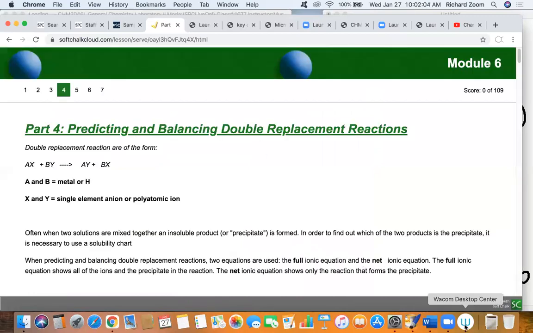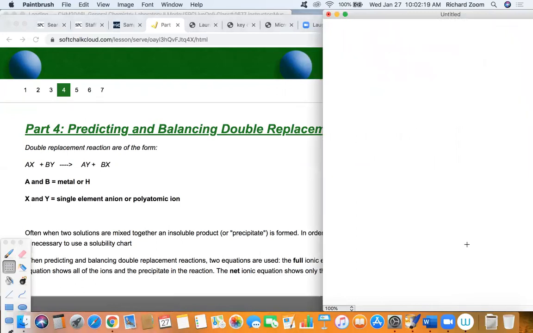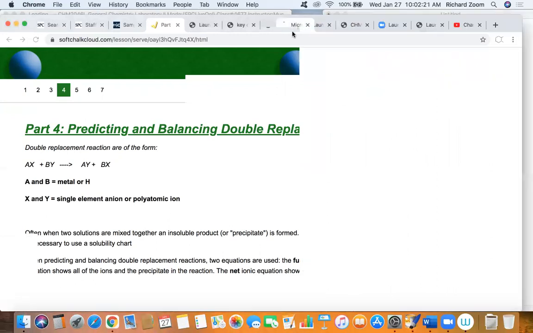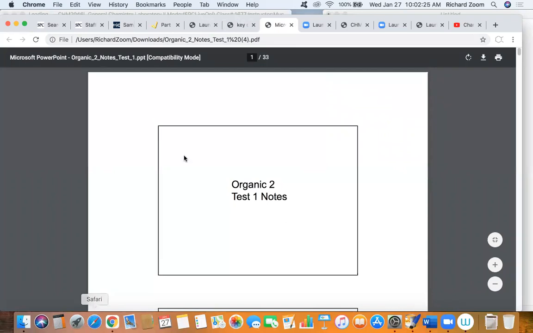All right, now we're going to look at predicting and balancing double replacement reactions. This is where we also talk about net ionic and full ionic equations. Again, things that people don't like a great deal. Oops, sorry about that. Didn't mean to do that.